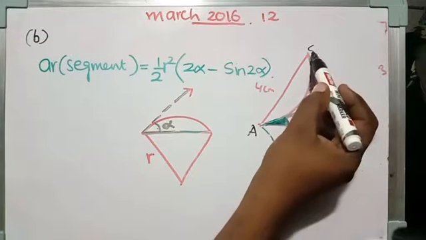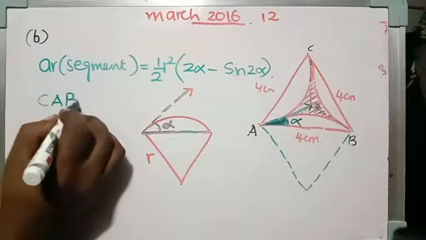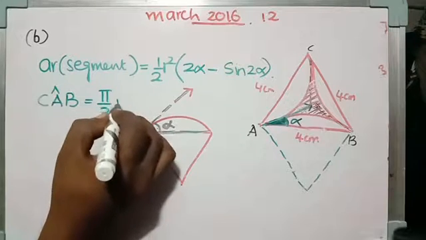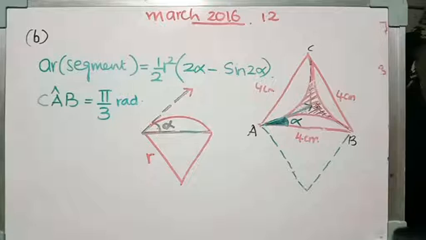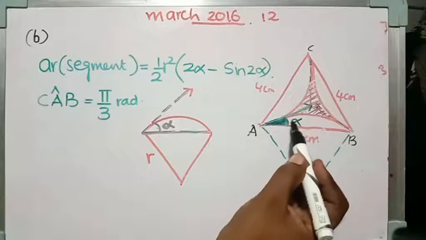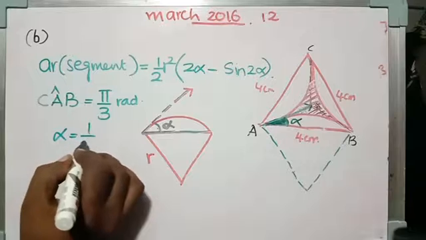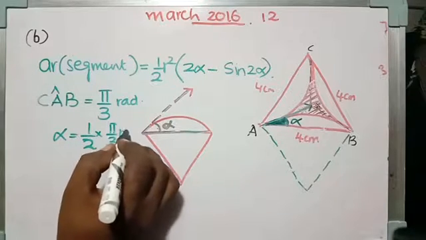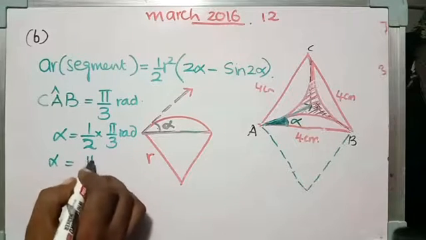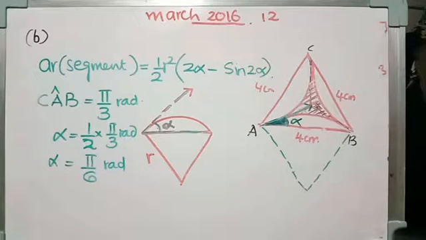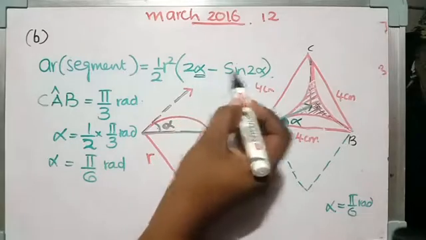And we know that angle CAB is pi by 3 radian, or in degrees 60 degrees, because each angle of an equilateral triangle measures 60 degrees or pi by 3 radian. So this total angle is pi by 3 radian, so that you can say alpha as half of that. So alpha is half of pi by 3 radian, which is pi by 6 radian. So alpha is pi by 6 radian.